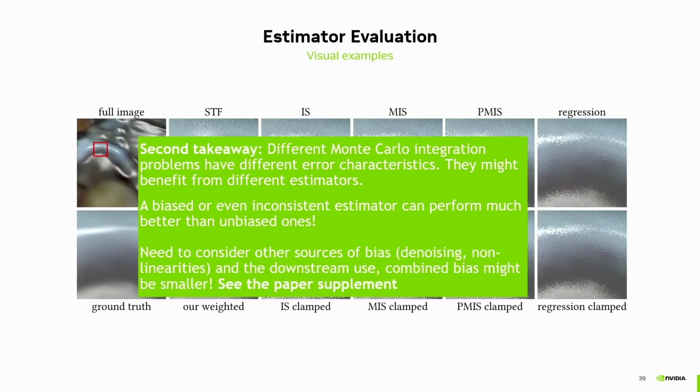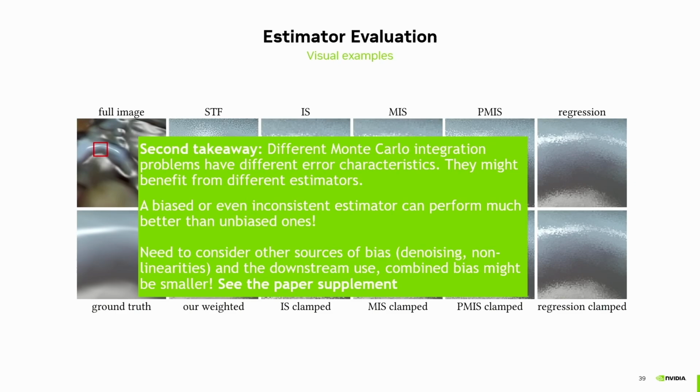And the reason for this is that you need to consider other sources of bias, such as denoising, nonlinearities applied, downstream use. Combined bias might be smaller. For example, see the paper supplement for an explanation of how nonlinearities turn variance into bias.